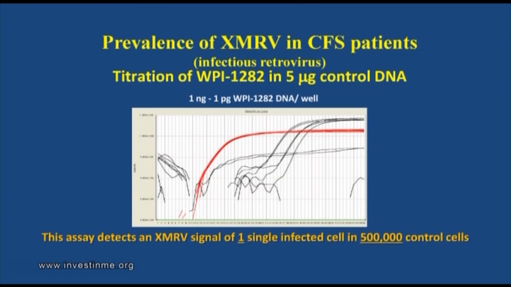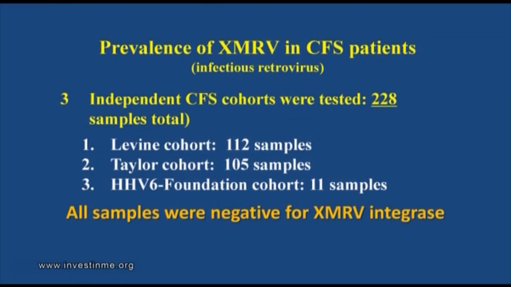And we could show, again, equally in this assay, that we could see 10 picograms of this WPI DNA in 5 micrograms, so that's 1 in 500,000 cells. So the assay is exquisitely sensitive. So this seemed to be the assay of choice, because we wouldn't have to worry about any contamination, and it is obviously very, very sensitive.